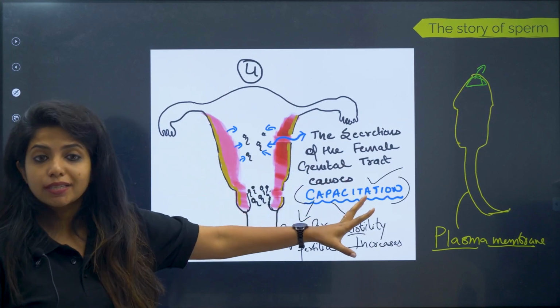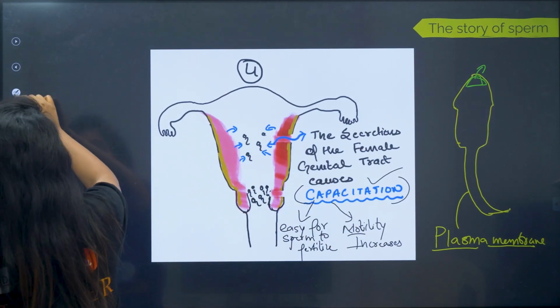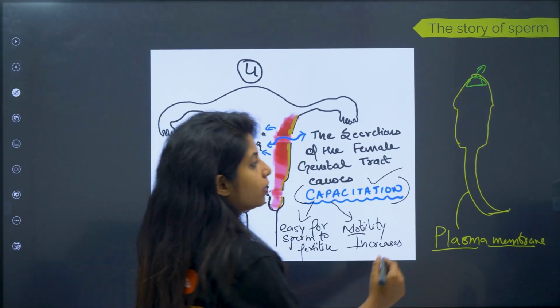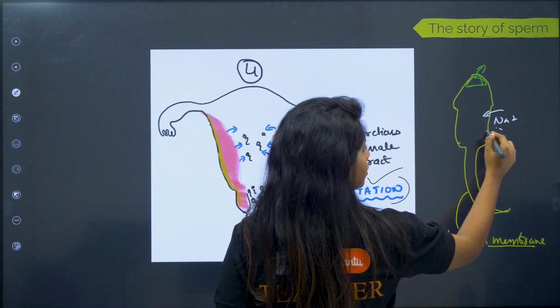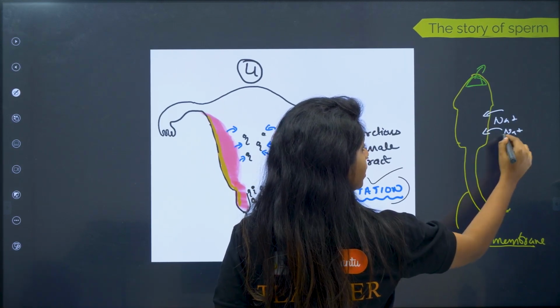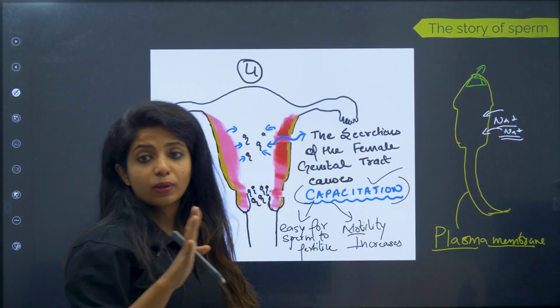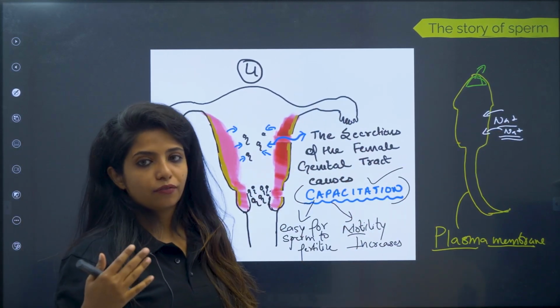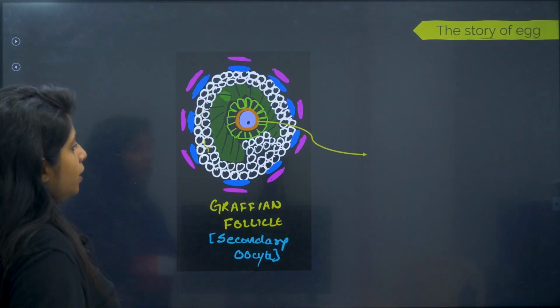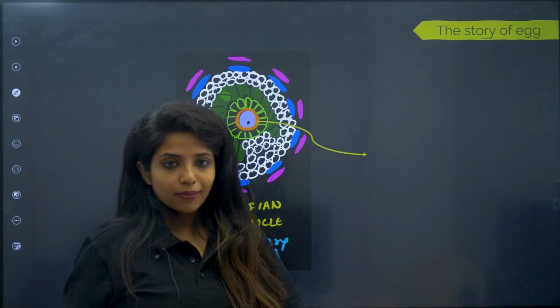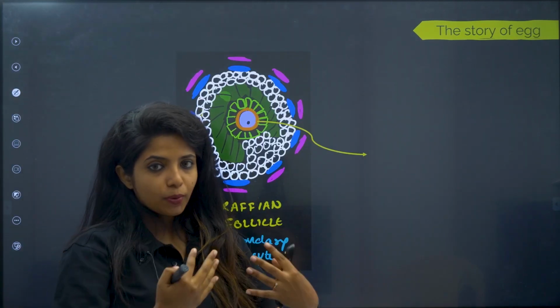Now while capacitation is happening, so many channels will be opening up, and there will be intake of sodium ions inside. Intake of sodium ions happens, and this is very important. Why? You'll get to know really fast. So sodium ions are inside, just remember that. Now there is a story of the egg. That's all about the sperm. We need to talk about the egg as well.